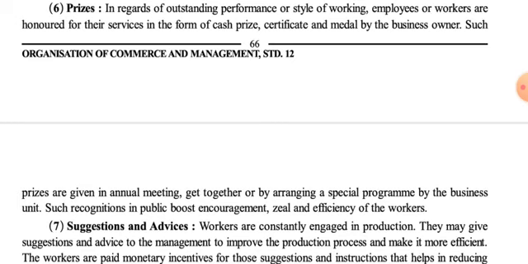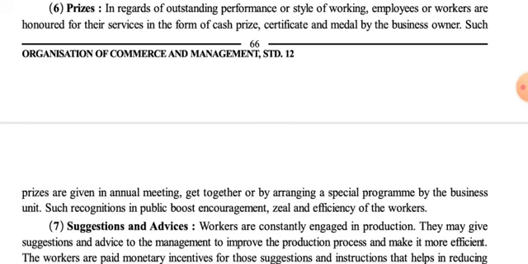It is one type of financial as well as non-financial incentive. If it is given in the form of a certificate and medal, then it becomes a non-financial incentive. But if it is given in the form of cash prizes or gold and silver coins, then it becomes a financial incentive.